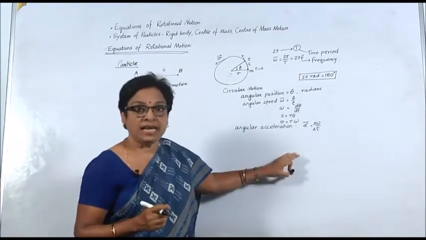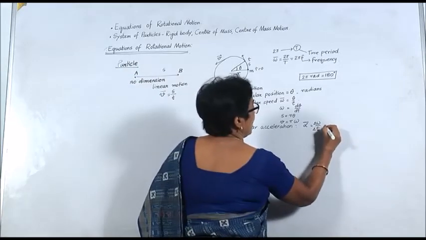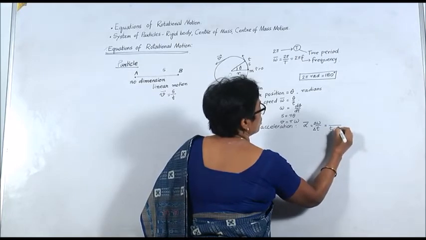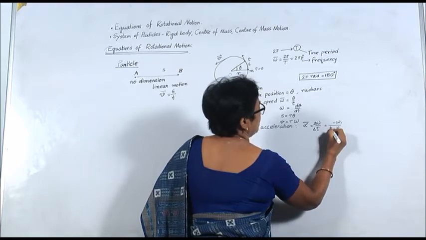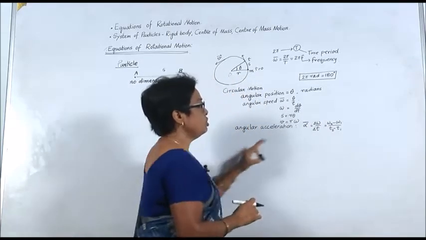In delta t time, if omega changes by delta omega, for example, I can have at time t1 omega was omega 1, and at time t2 omega is omega 2. So, this is the change in omega.